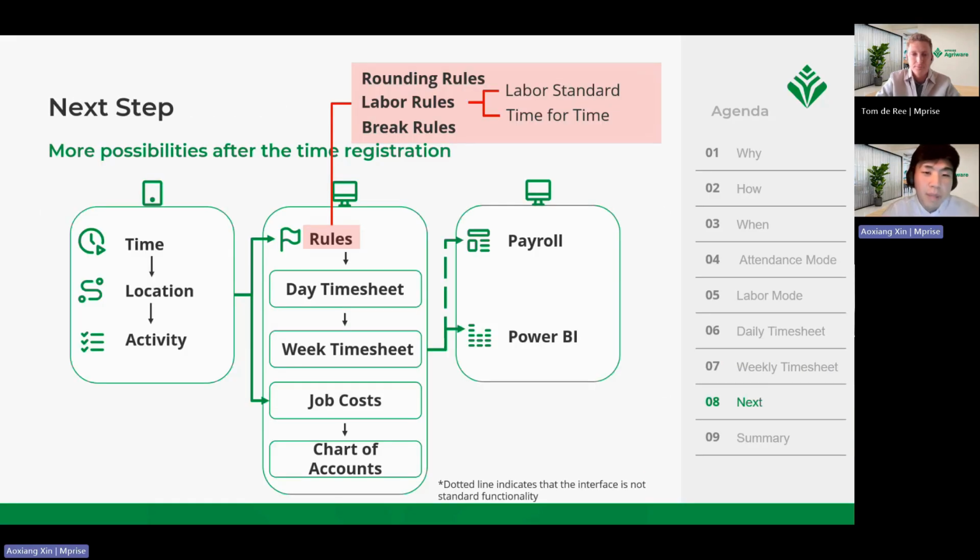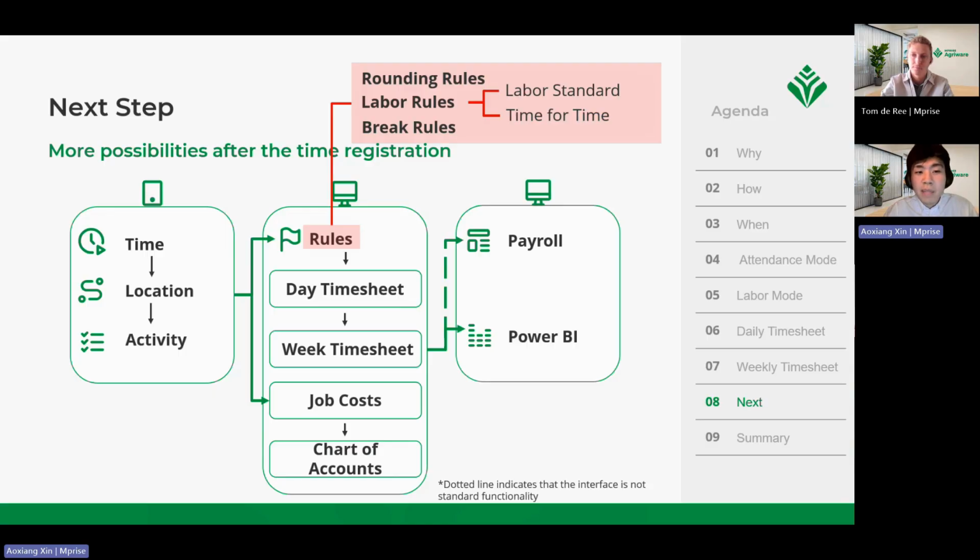Okay, after this, what are the possibilities after you register the weekly timesheet? On the left side, this logo means the app. We register our time, we register our location, activity, and after this the information will be seamlessly synchronized to our BC. BC is the Business Central, Agriware. We can add rules here. The rules, which means rounding rules, we have introduced. And labor rules is a labor standard, which means if I overwork more than 8 hours, I will get paid an extra 50%, for example. Also time for time rules. And you can also set up the automatic break rules.